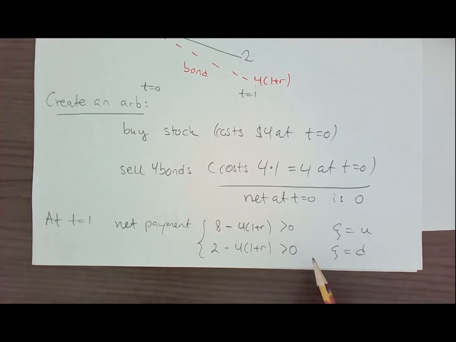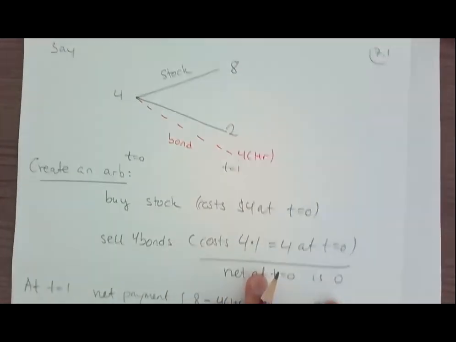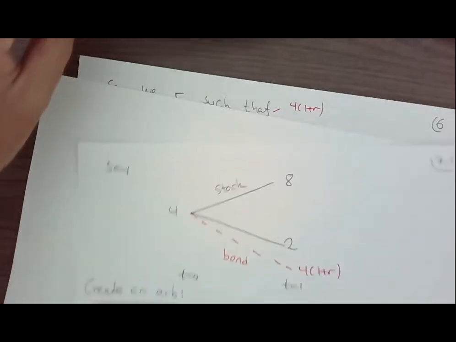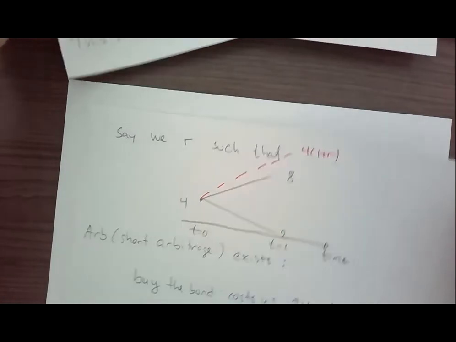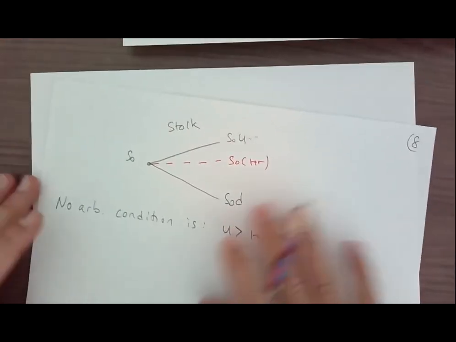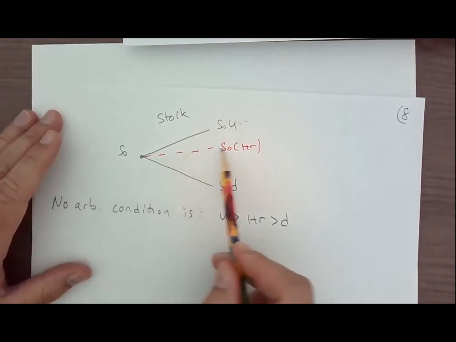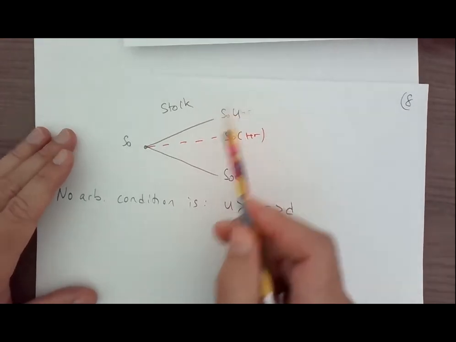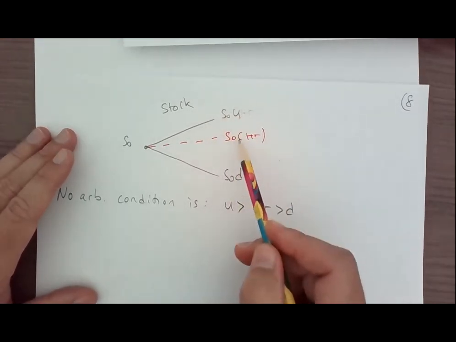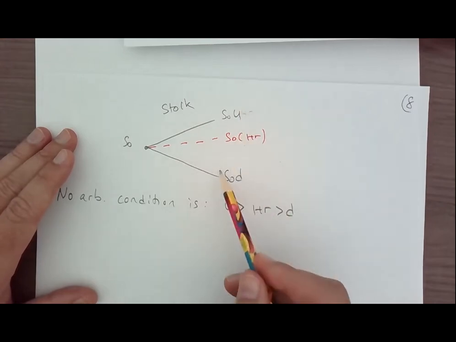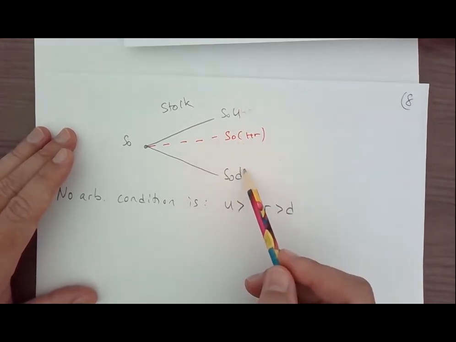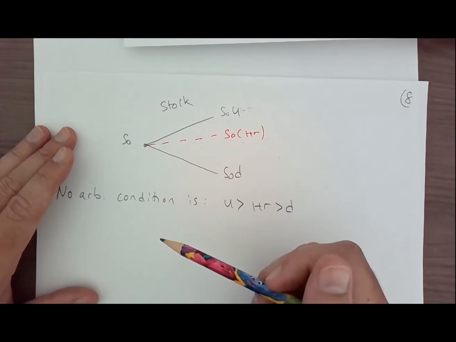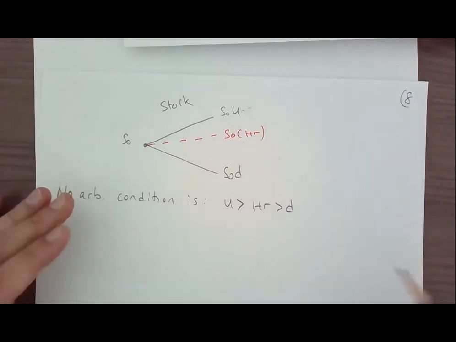Okay. Make sense? Yep. So you see, there's not much room left. The only place this can't happen is when you put it in between. Then there's some chance that the stock is going to be more valuable than the bond, and some chance that the stock is going to be less valuable than the bond. And then you cannot play this game.